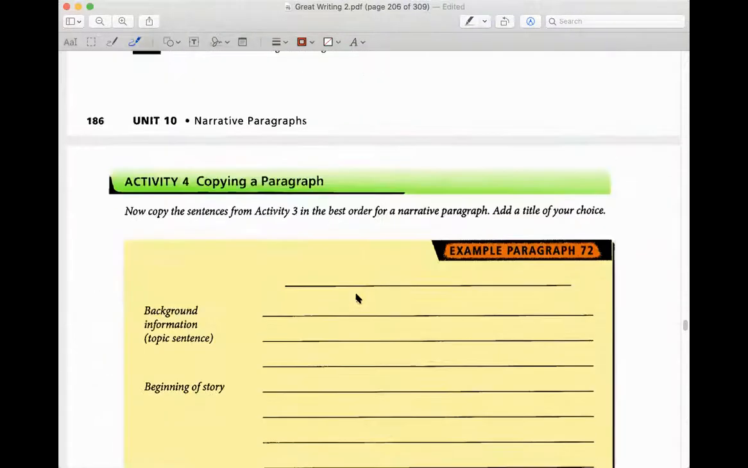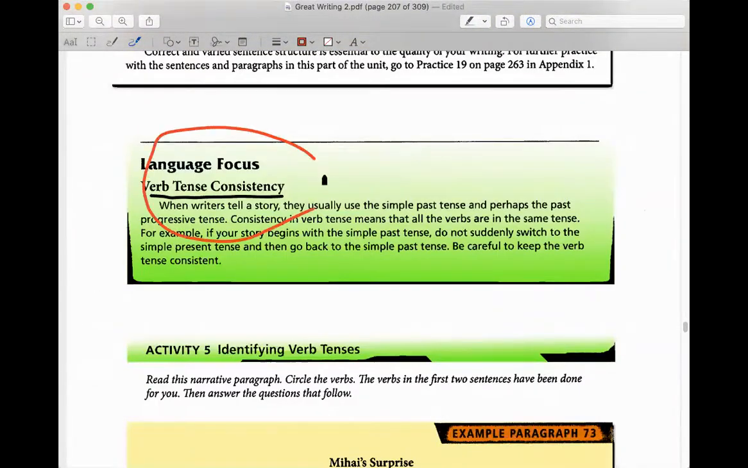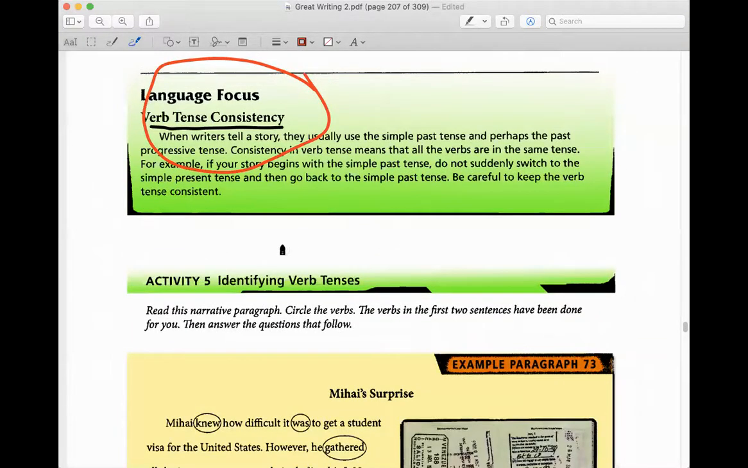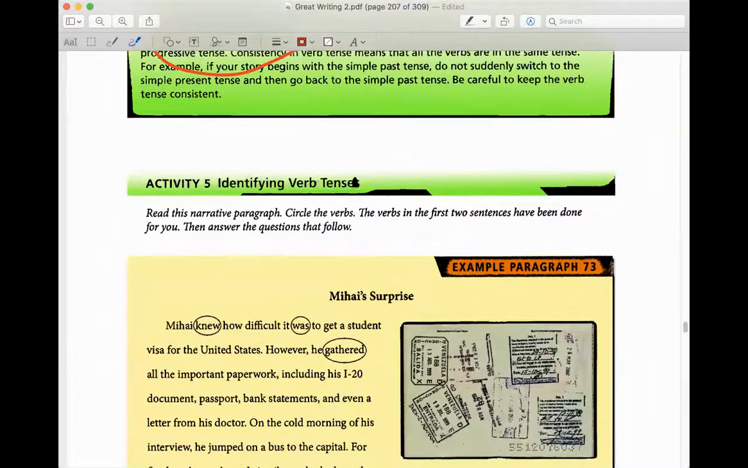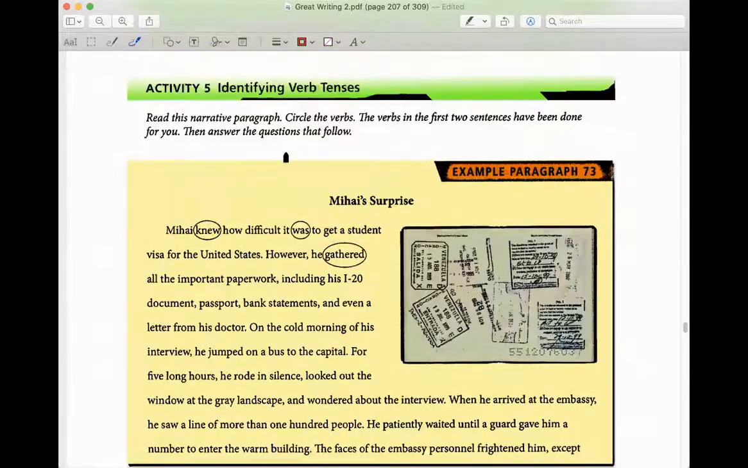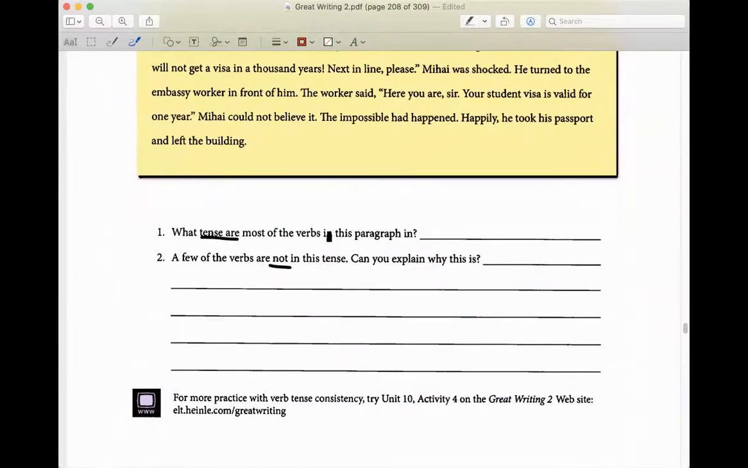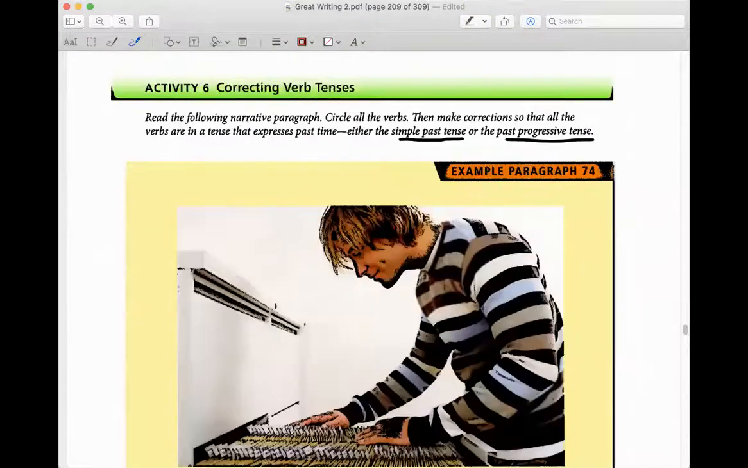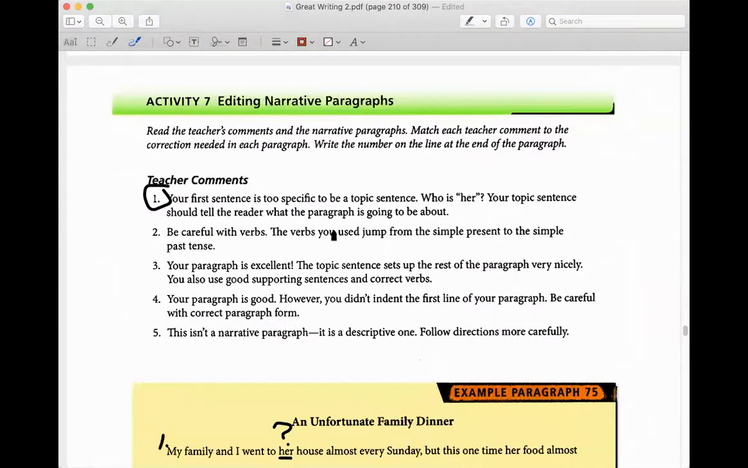Let's see what else. Oh yeah, being consistent with your verbs is important. So don't flip-flop between tenses. Keep the verbs consistent. I wouldn't ask you a question about that, but when you have to write your paragraph, that's something to keep in mind, to be consistent with the verb tenses in your paragraph.